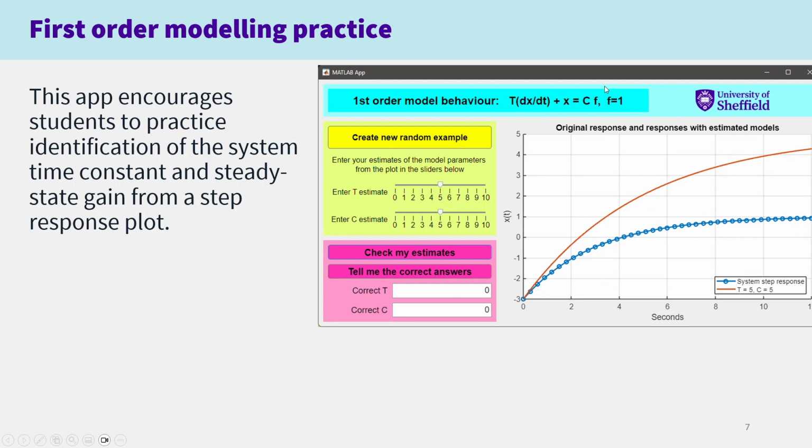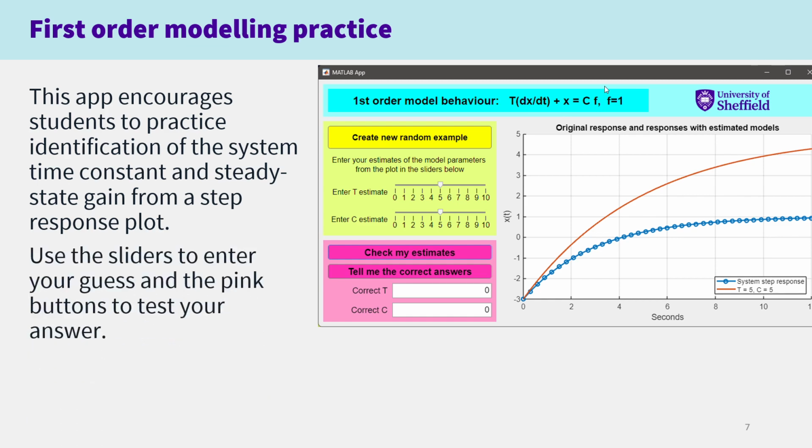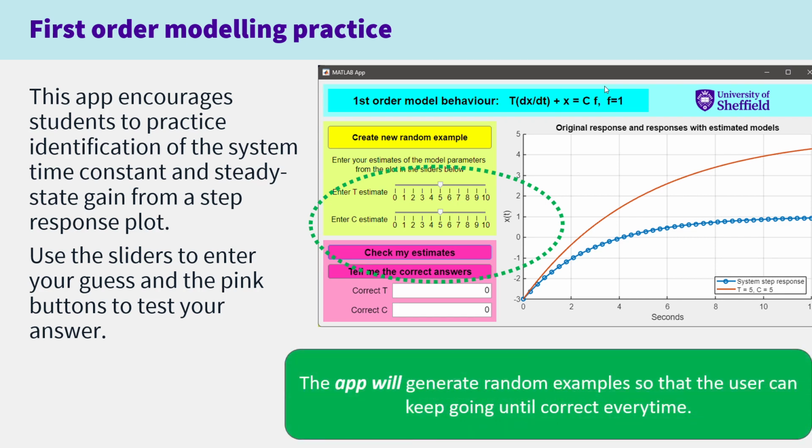So next app, first order modelling practice. What we want students to do is to be able to identify the system parameters from a step response, and this app allows them to practice. So what can you see? You've got sliders in yellow and these pink boxes which allow you to change the time constant and the gain, which are your estimates as a user. What do I think the time constant and the gain are? And then you can use the pink buttons to check your answers. If you want a different example, that's easy enough. You just press the yellow box at the top and you'll get a new example.